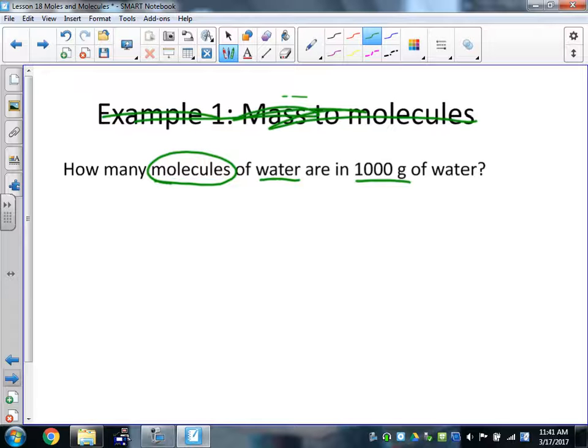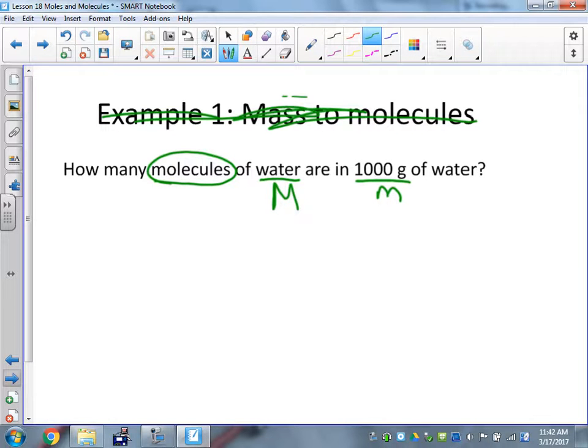So let me ask you this. What are some of the things we know from this question? What are some variables that perhaps we know? Water. Yeah. Molar mass. Yes. So we could find little m there. And we know what water is. It's H2O. So we could find the molar mass. Yes, H2O. We can put that in there too.